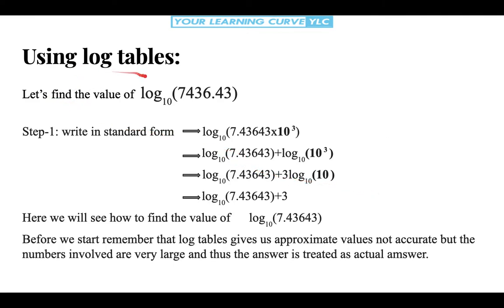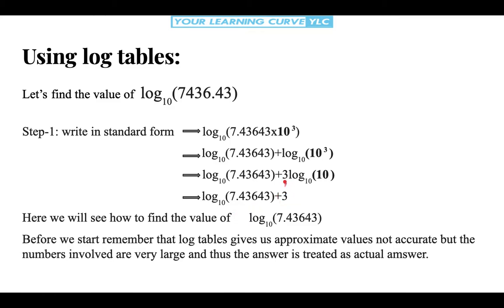So let's use the log tables to find the value of any number. For example, the number which we took in the beginning, that is log of 7436.43. If we have to find the log of this number, first we convert this number into standard form. We write log of 7.43643 into 10 cube. Then, applying the properties of logarithm, we get log 7.43643 plus log 10 cube. This 3 comes out and gets multiplied, and log 10 to the base 10 is 1. We get 3 plus log 7.43643. Here 3 is known to us.